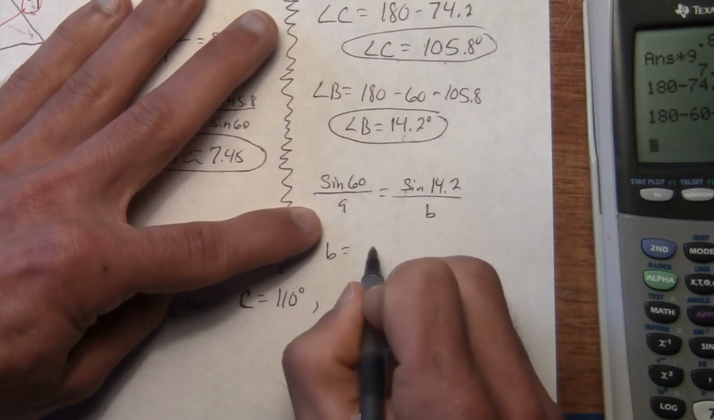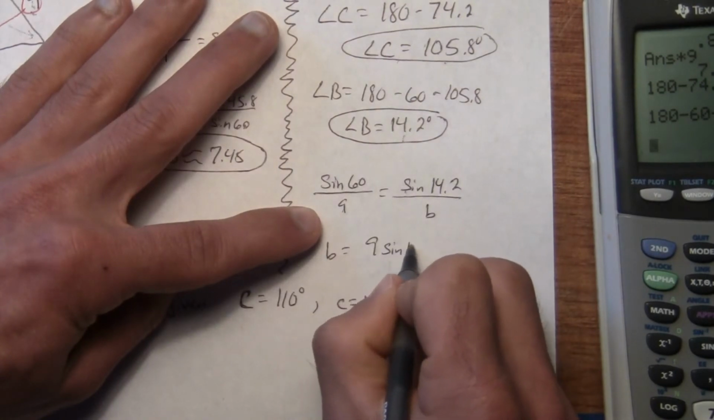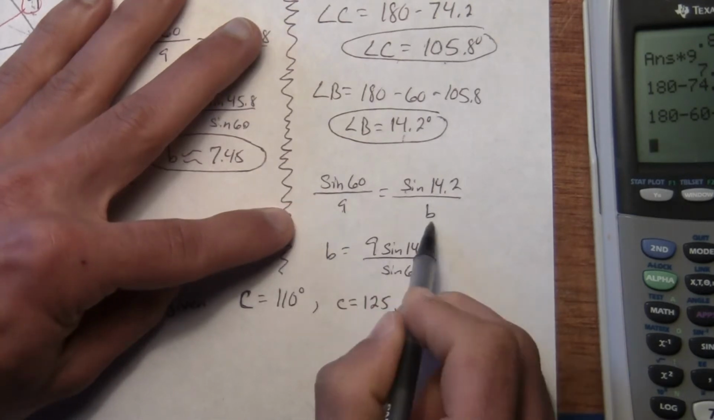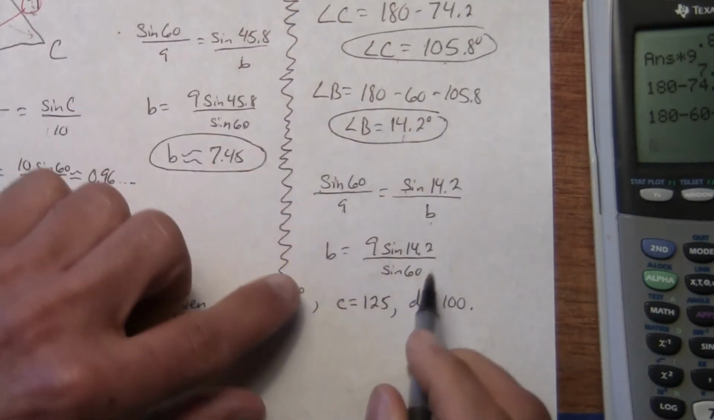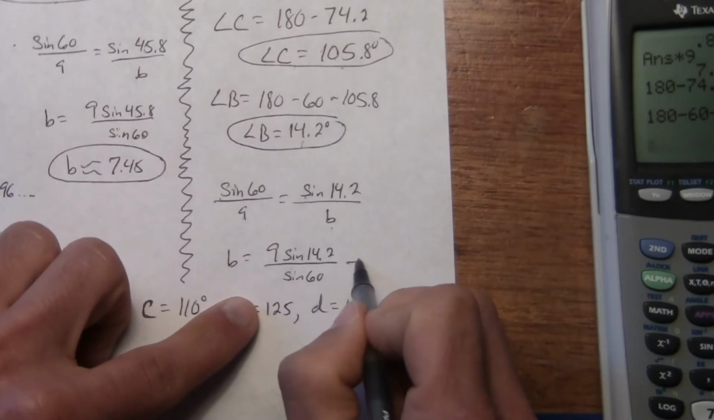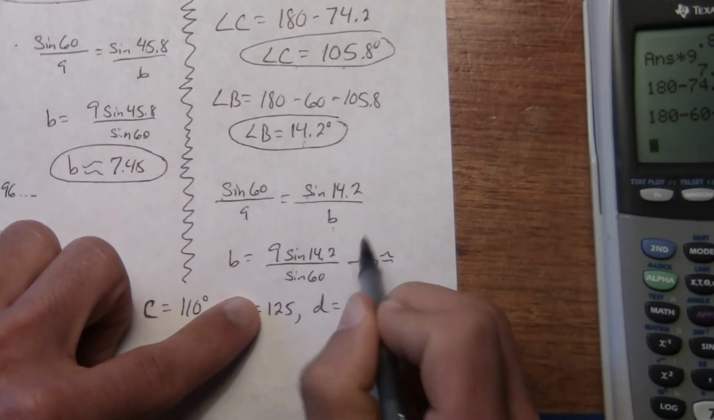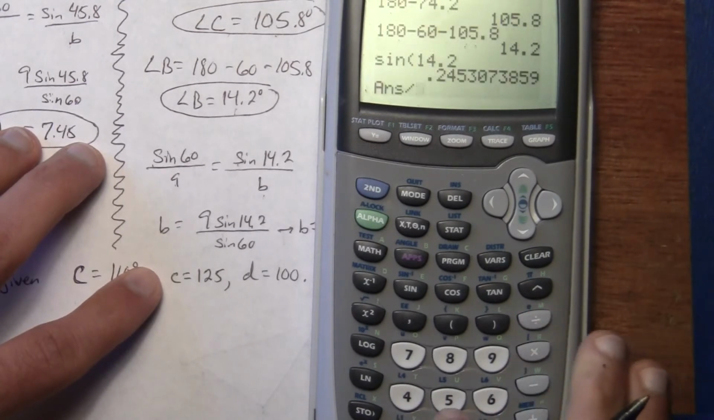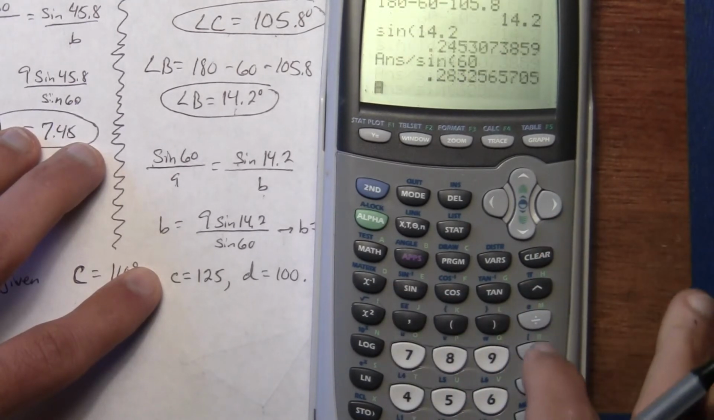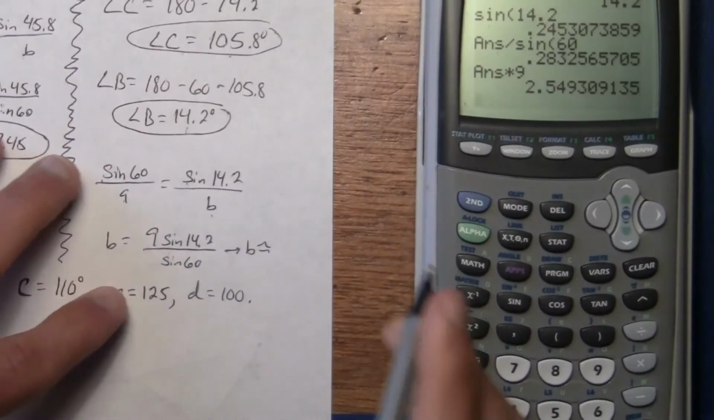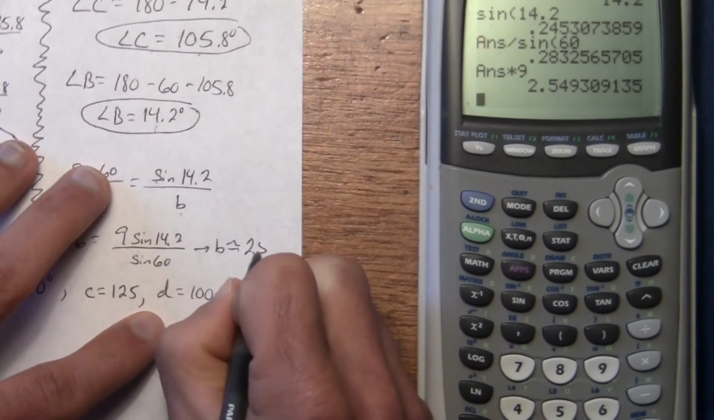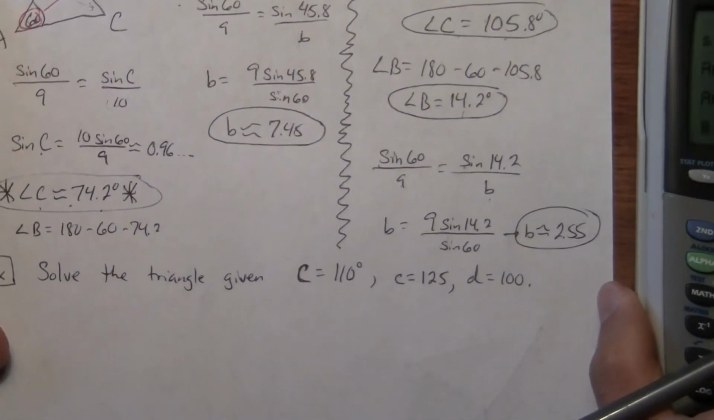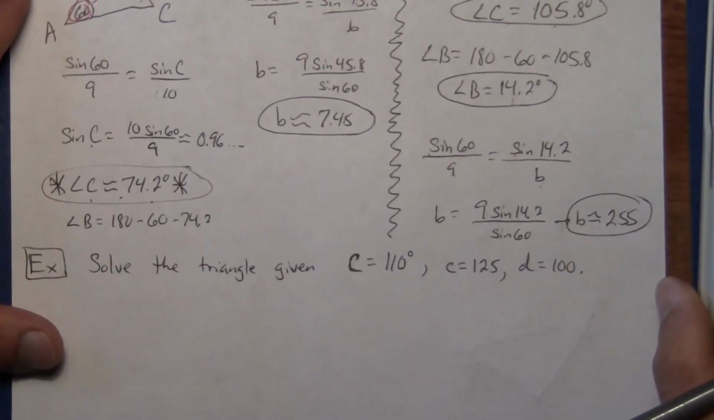The 9 would go up to the numerator. It's going to be 9 times the sine of 14.2 divided by the sine of 60. After you cross multiply, you'd eventually divide. And now I'll type this all in. And B is approximately, let's see here, sine of 14.2 divided by the sine of 60, multiply it by 9, and it looks like it's 2.55. And we don't have any units on here, so I don't know if it's feet, meters. It's not important for this particular problem.